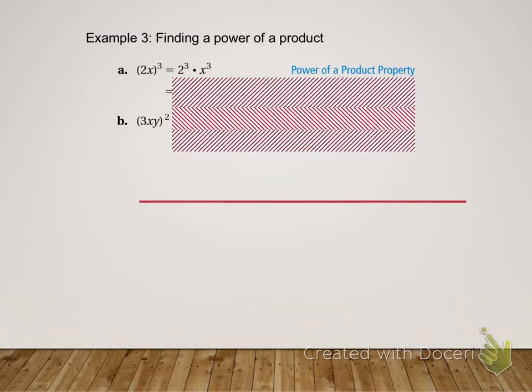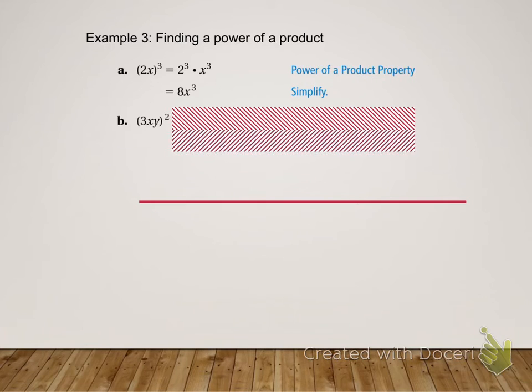If you remember, according to the power of a product property, I can take 2 to the 3rd power times x to the 3rd power. Or you might say cubed too. It would be 2 cubed times x cubed. But we really don't need to have that multiply symbol in there, so we can just simplify. We know that 2 cubed is 8, because we can find that. We just don't know what x is. So then that's just going to be simplified down to 8x cubed.